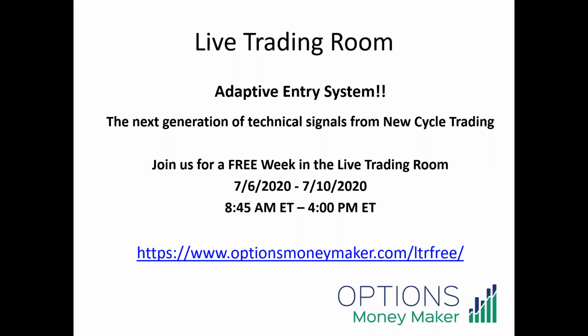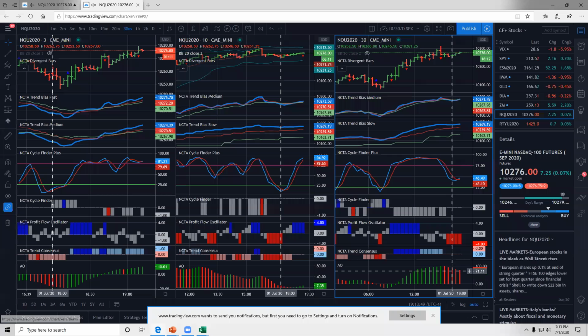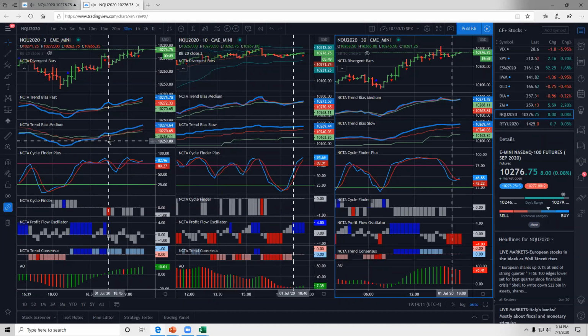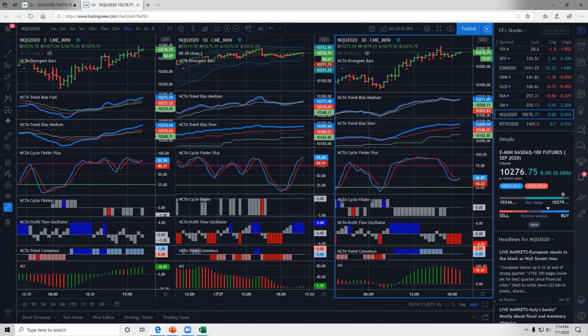All right, so I mentioned the adaptive entry system, and this is what the current profit flow analytics system looks like. Those of you who are trading it with us recognize it clearly. Particularly, you've got the trend bias, slow and medium trend bias, and fast and slow, or fast and medium. And then you also have the trend consensus down here at the bottom.